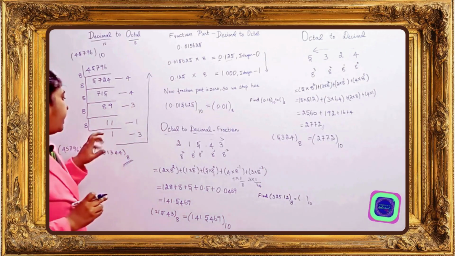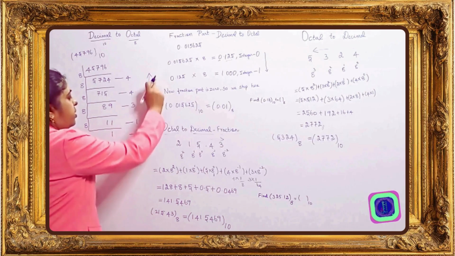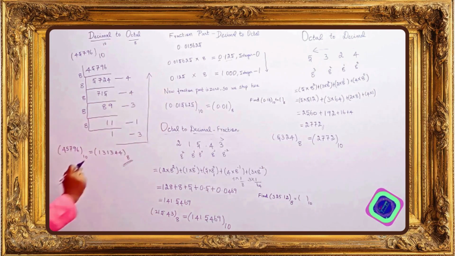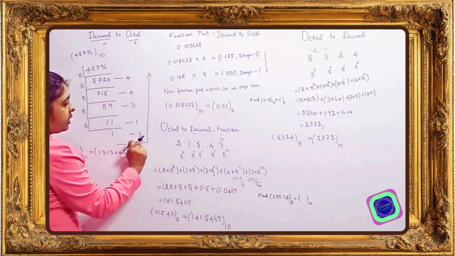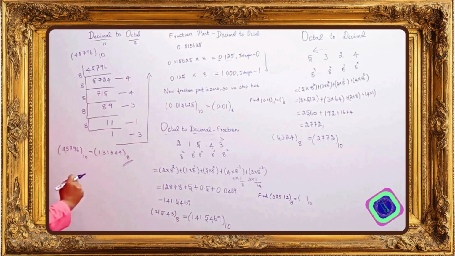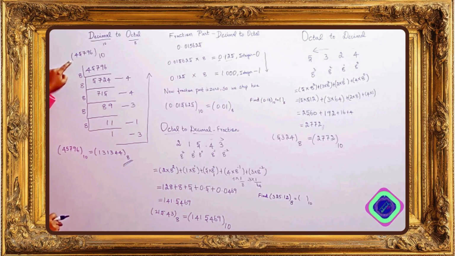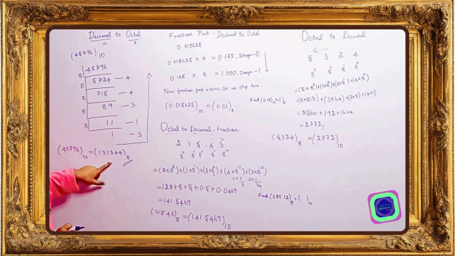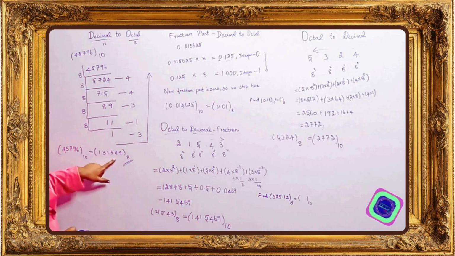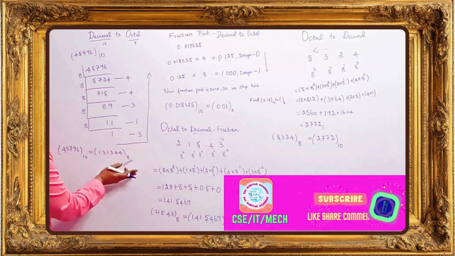Now how we have to write the answer is, we have to write from the bottom to the top. That's why the arrowhead is drawn like this. So we have to write 1 3 1 3 4 4. For this particular decimal number 45796 to the base 10, we have arrived at the octal number 131344 to the base 8. Now this is the integer part.